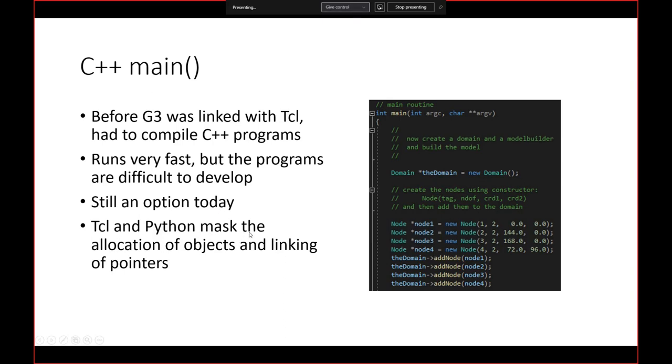But Tcl and Python mask the allocation of objects and the linking of pointers. So here, if you're not familiar with C++, we're creating nodes with tags, dimensions, or is that degrees of freedom? Yeah, read the comments: tag, number of degrees of freedom, coordinates, and then add them to the domain. But Tcl and Python mask all this stuff through their APIs, and you don't have to deal with allocating the objects and setting all the pointers. But that's what's happening under the hood.